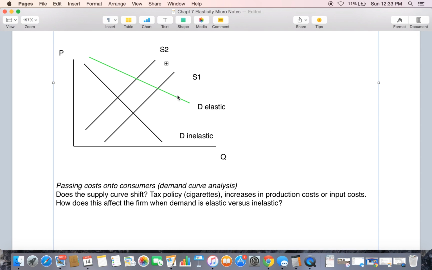Along the more flat, elastic demand curve, we see that there is much more of a decrease in quantity demanded and a smaller increase in price that's passed on to consumers. So let's look at this a little more closely.